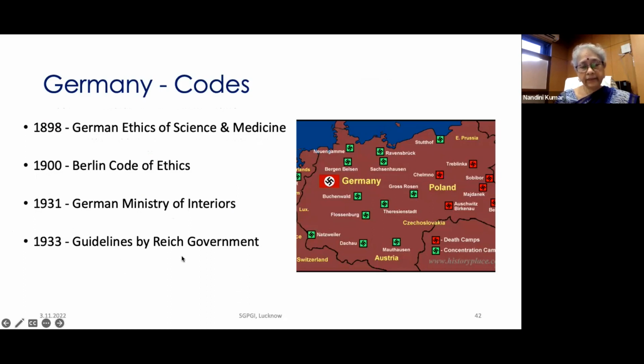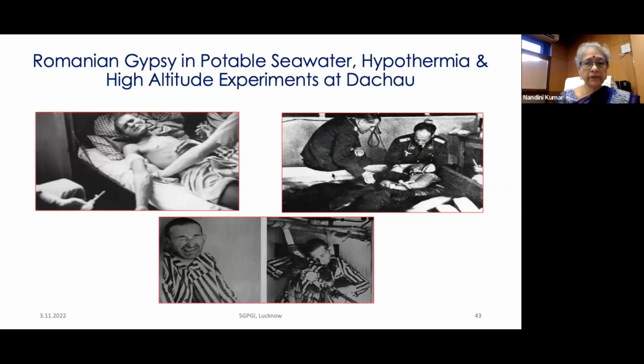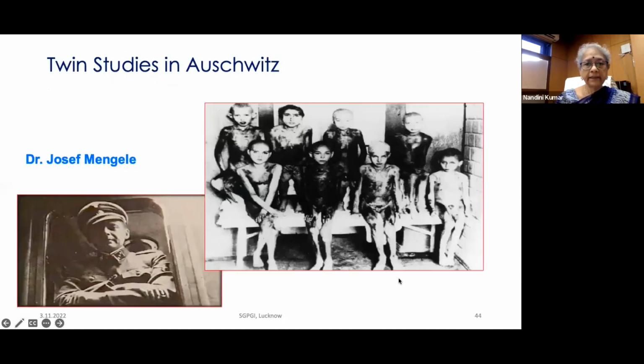It had these guidelines which took care of the vulnerable population. But what happened in World War II? You find this terrain where the red spots that you see are death camps and the green ones were the concentration camps, of which some were used for experimentation on the captives. You see the sea here, high altitude and extreme cold. So the experiments also concentrated on that, how to make potable water, freezing experiments and high altitude experiments, which led to death. No consent taken.